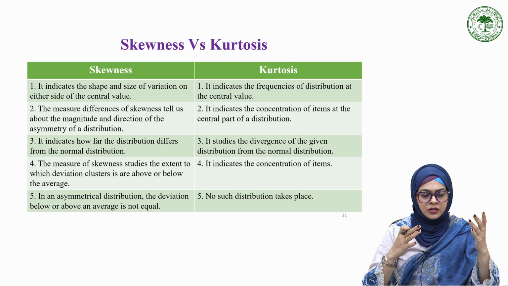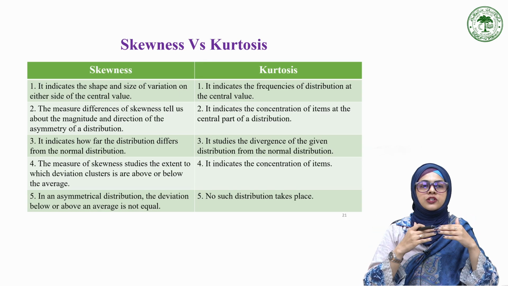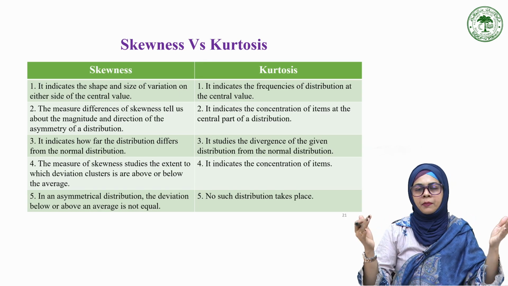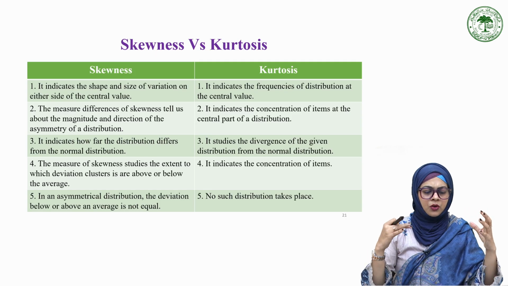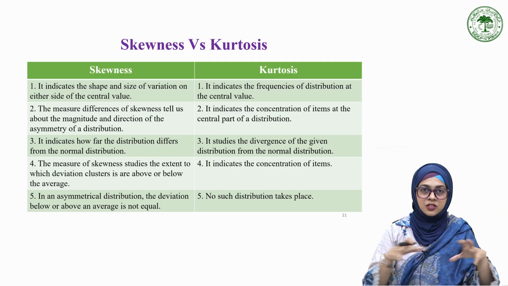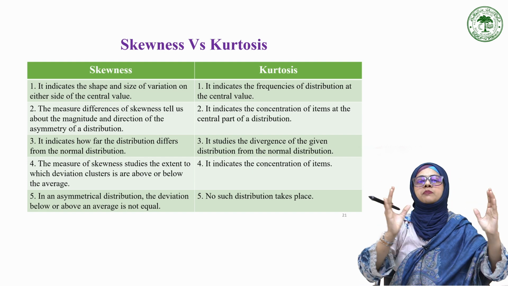The measure of skewness studies the extent to which deviation clusters are above the average. And in an asymmetrical distribution, the deviation below or above an average is not equal. This is where the whole concept is concentrated towards the mean and how it is being distributed.